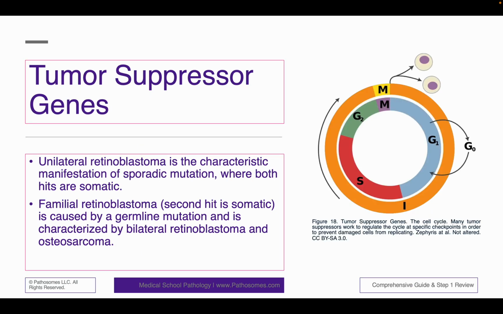With regards to tumor suppressor genes, unilateral retinoblastoma is the characteristic manifestation of sporadic mutation, where both hits are somatic. Familial retinoblastoma, or second hit is somatic, is caused by a germline mutation and is characterized by bilateral retinoblastoma and osteosarcoma.